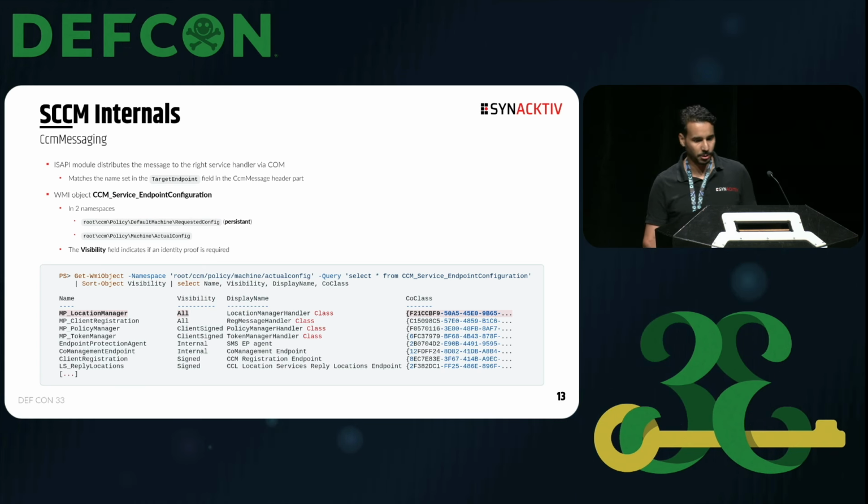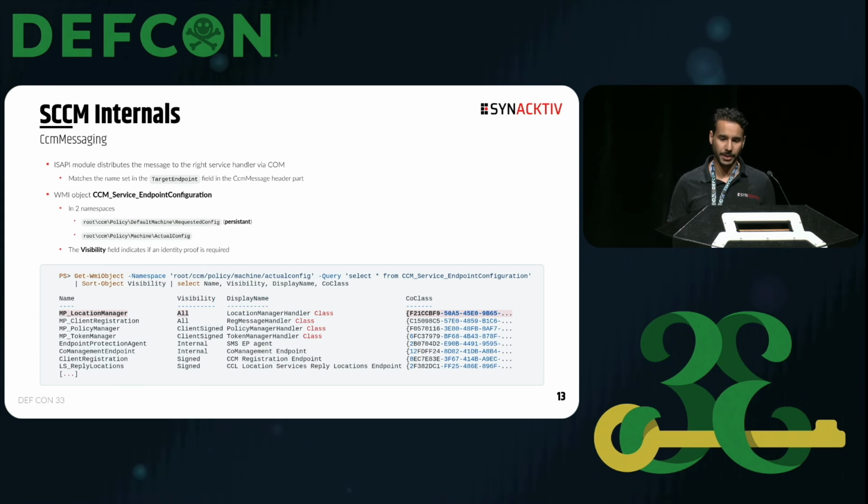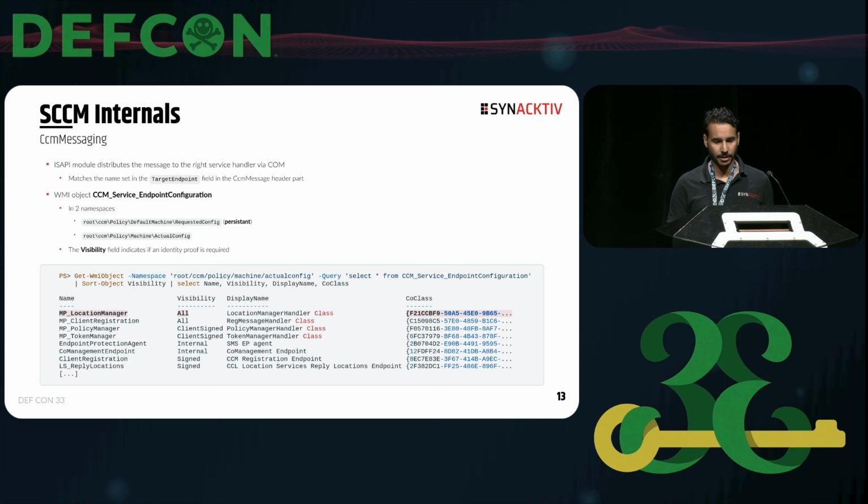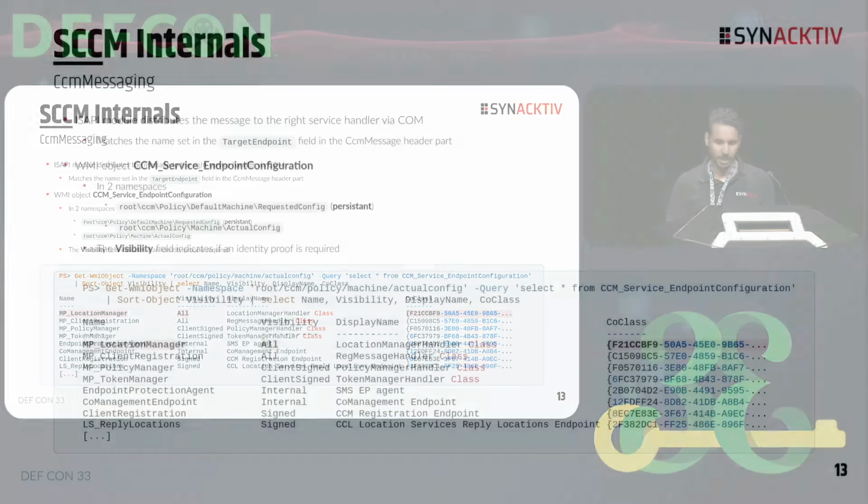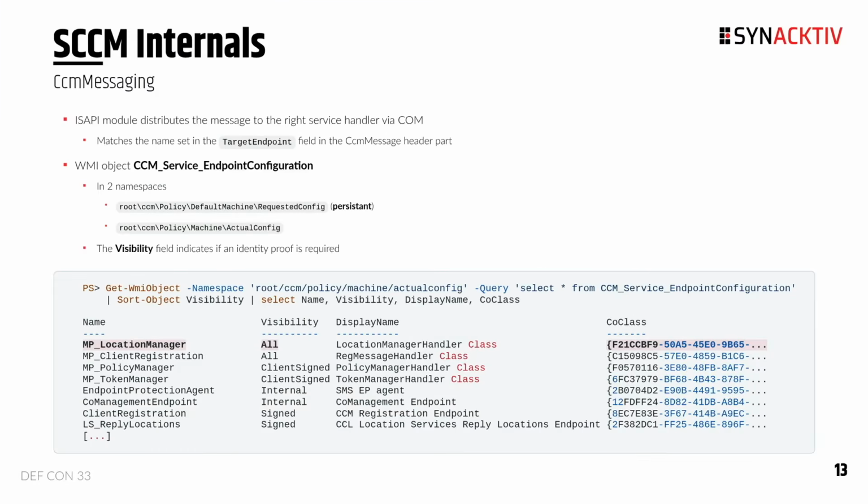And under the hood again, the ISAPI module serves as a single entry point that dispatches the messages to the right service handler. It does so by checking the value of the target endpoint field in the header part of the CCM message. And once again, everything is done through COM, as the service handlers are COM classes. They are configured within the WMI database as instances of the CCM service endpoint configuration class.